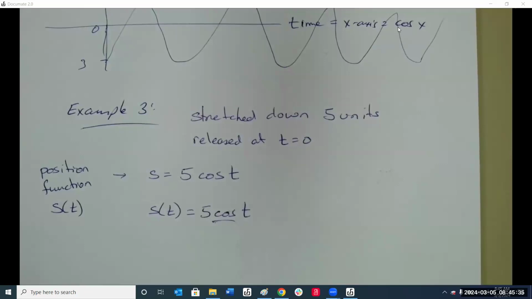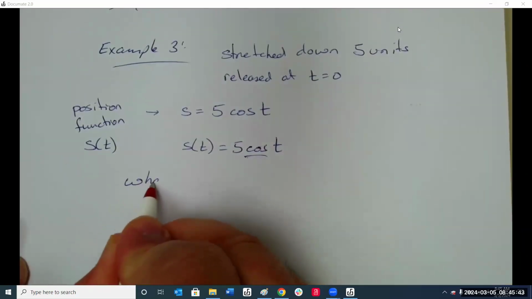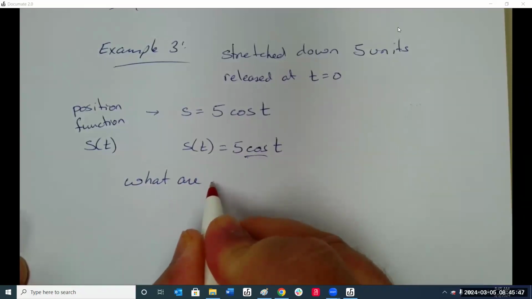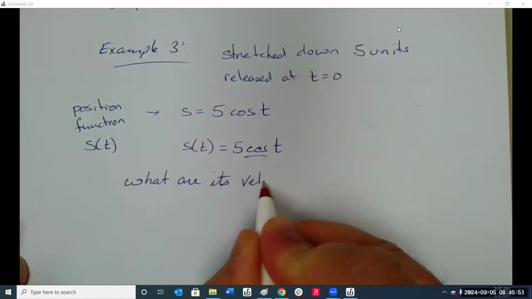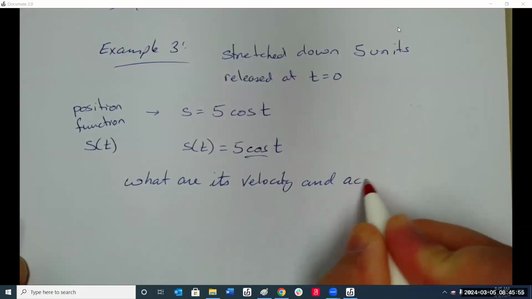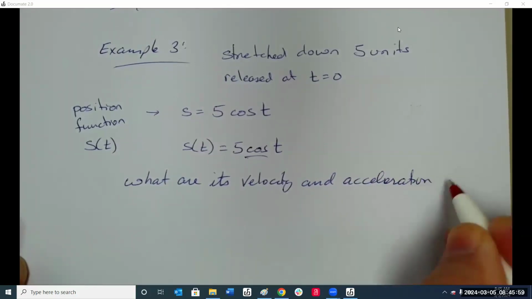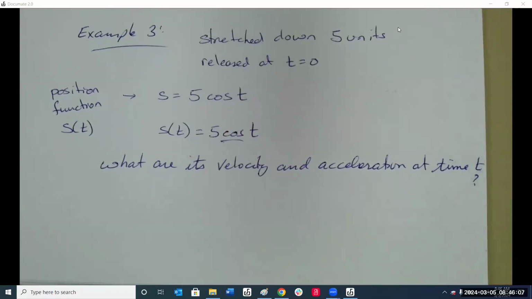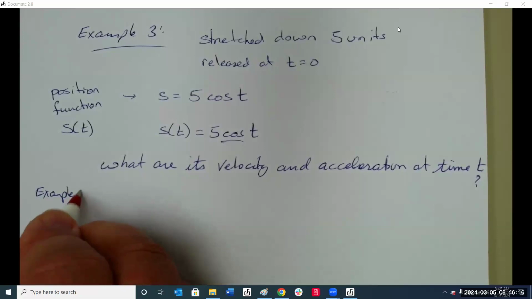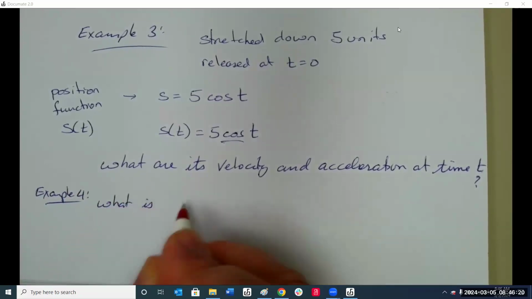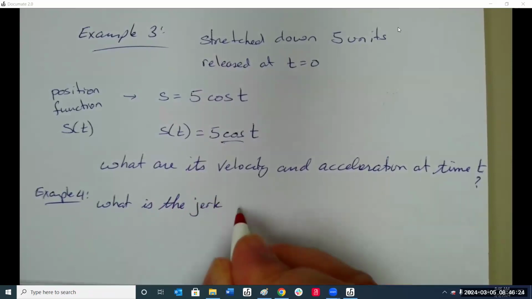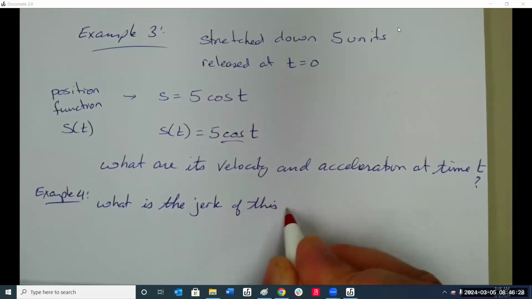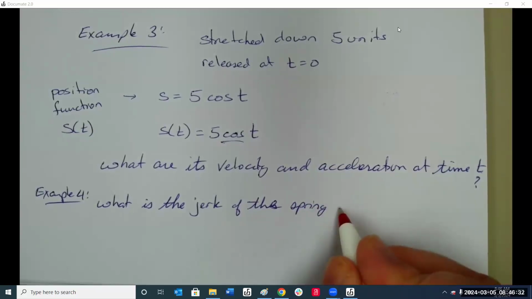What this is asking: what are its velocity and acceleration at time t? I'm also going to include example 4 in this one. Example 4 is saying, what is the jerk of the spring object?